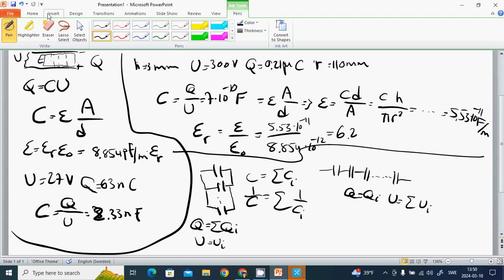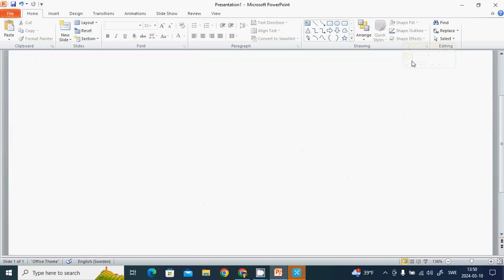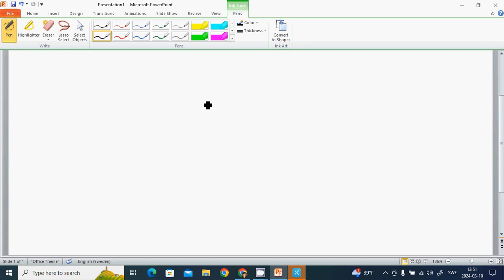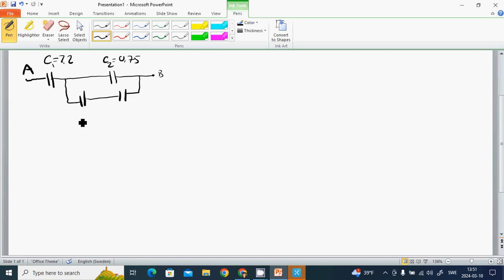We have an example. From point A, we have a capacitor C1, 2.2 microfarad, and it is connected to another, C2, 0.75 microfarad, at this point B, and from here we have C3, 1.3, and C4, 3.5 microfarad. And we will find what the capacitance between A and B is.